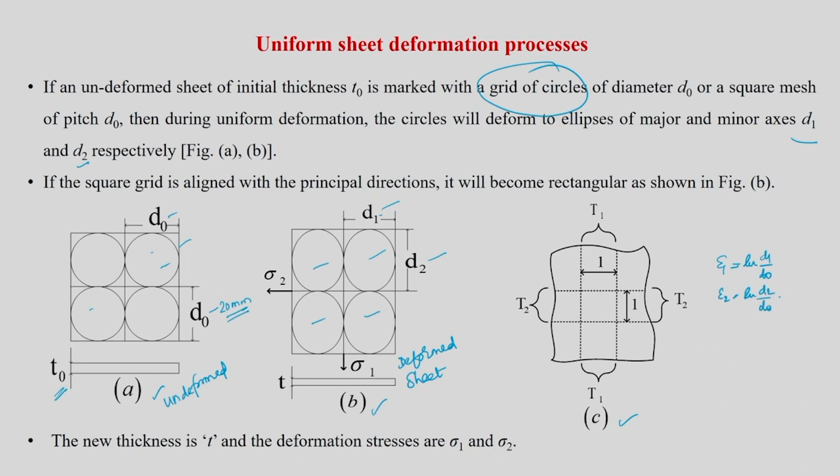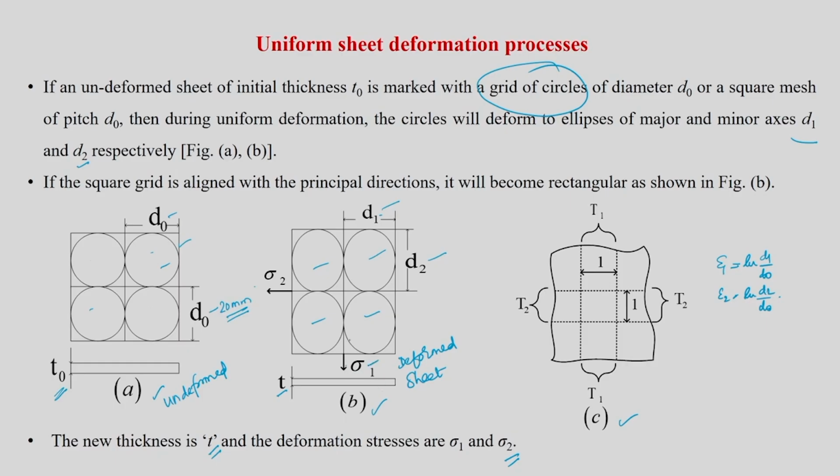Okay. So you have to be a little bit careful in which orientation you are going to pick up these two strains, but we have seen some examples, accordingly you can take it. Okay. So now the new thickness t and the deformation stresses are sigma 1, sigma 2, which are also referred here. So this has become small t, and you have sigma 1 and sigma 2. These are two principal stresses acting on the sheet, which is responsible for deformation.